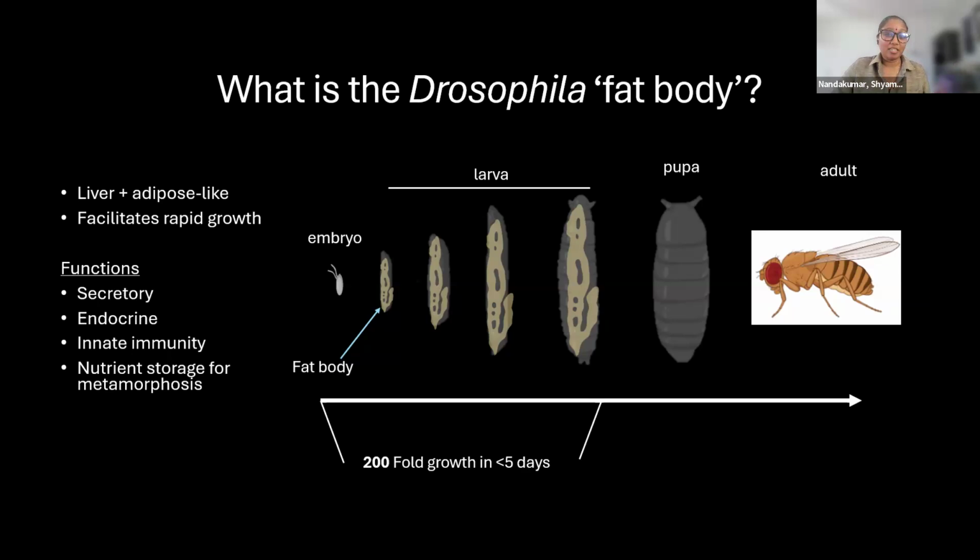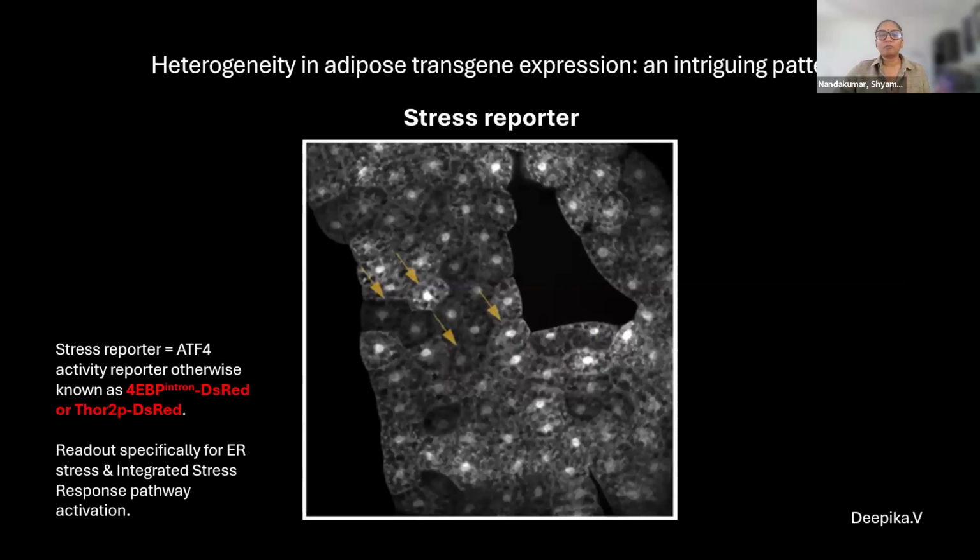It's also an extremely easy tissue to dissect, so it's quite fantastic to work with, right? So one of the reasons I was recruited to this lab was to study the heterogeneity in stress responses in the fat body. And some of my early studies interrogating this using a cell stress reporter, details of which are here, revealed an interesting pattern.